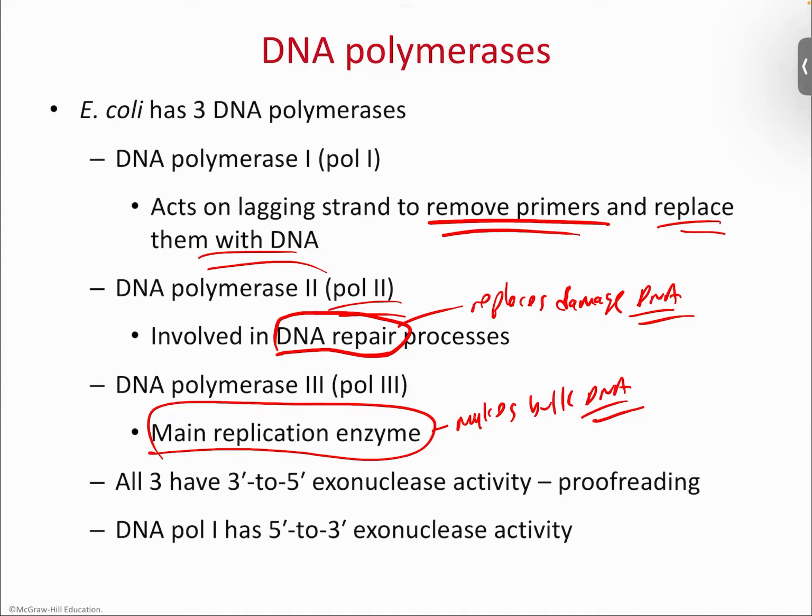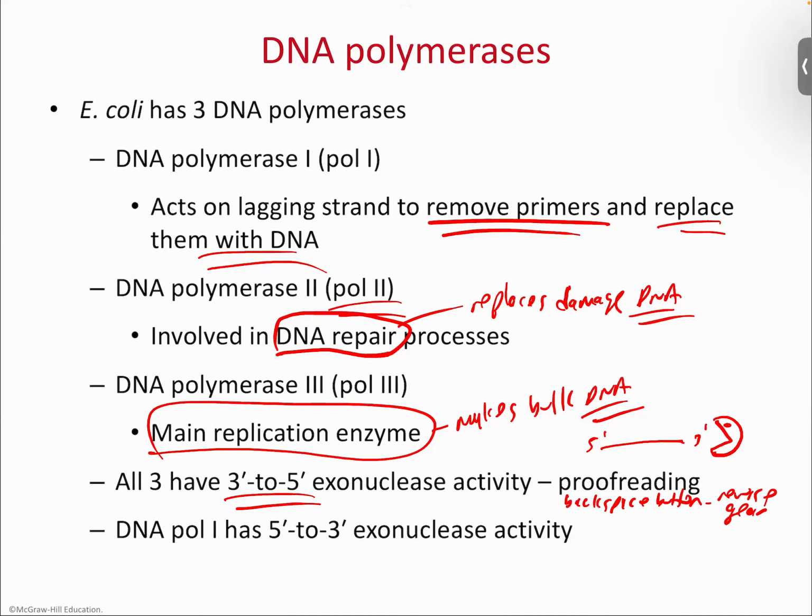Now, all of them will have what's called a 3' to 5' exonuclease activity. What does that mean? That means if you have your 5' here and your 3' here, it can basically chew the DNA just laid down from the reverse direction. So that's 3' to 5'. So proofreading is like a backspace button on a computer, or a reverse gear.